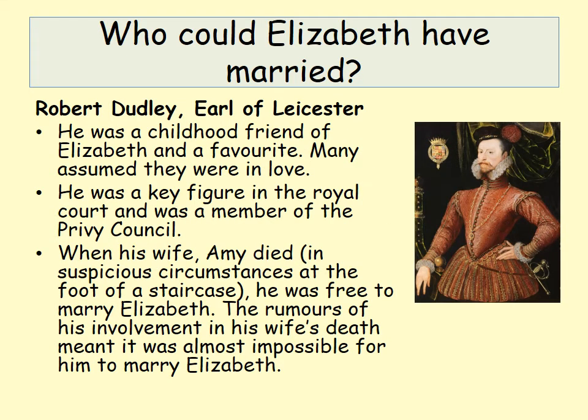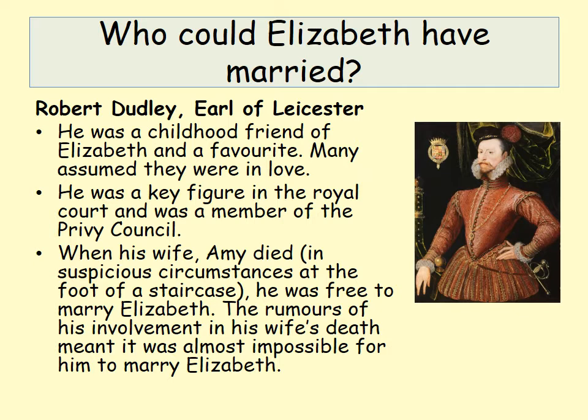And then, looking closer to home, she could have married Robert Dudley, who was the Earl of Leicester. Now, he was a friend of Elizabeth's, and there were rumours of a romance between the two. He was certainly a favourite of Elizabeth's, and it did seem likely at one time that they would get married. However, the problem with Robert Dudley was that he was already married. And then his wife, Amy, ended up dying in suspicious circumstances.